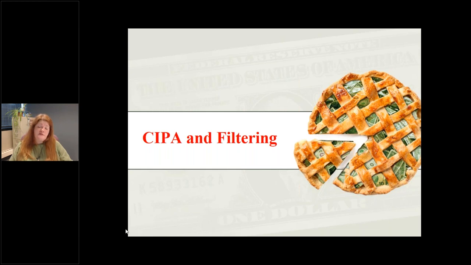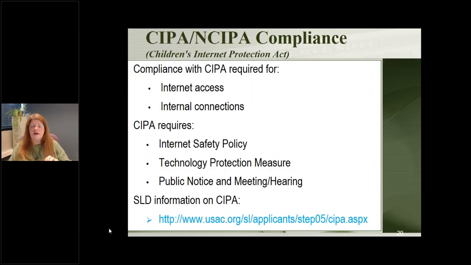So before we get into the forms, there's one last thing we have to talk about related to E-rate, and that is CIPA and filtering. CIPA being the Children's Internet Protection Act. Any E-rate funding that you receive, you do need to be in compliance with CIPA now. Previously, because of when telephone existed, you didn't need to be in compliance for just receiving telephone services. But now anything E-rate related is related to internet, your access itself, your monthly bills, any of your equipment. So you do need to be in compliance with CIPA.